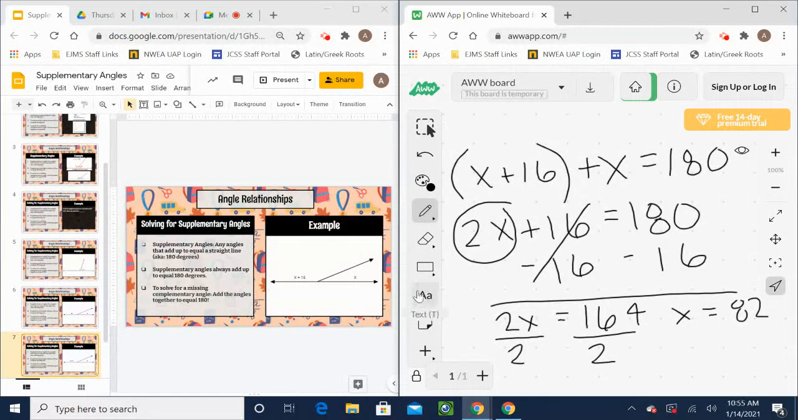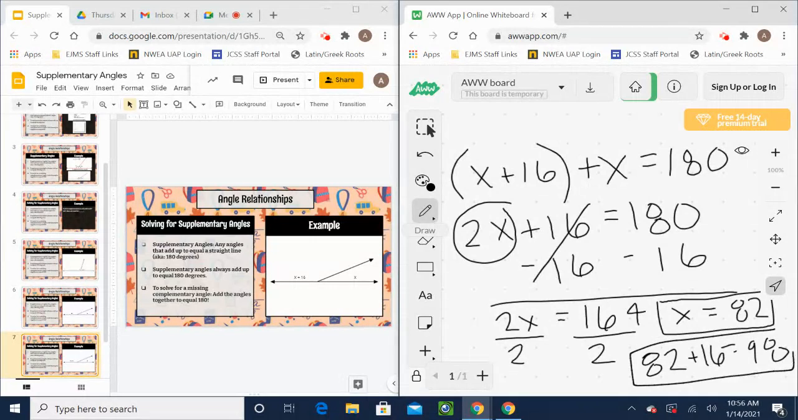Now remember, you're not done yet because we know what x equals. We know one of those angles, but I want both. Okay, so remember I told you the easiest way is to just plug it in. Okay, so the other angle is x plus 16. Well, I know what x equals. It's 82. I'm going to add 16 to that, which gives me 82 plus 16. That gives me 98. So my two angles are 82 and 98 degrees.